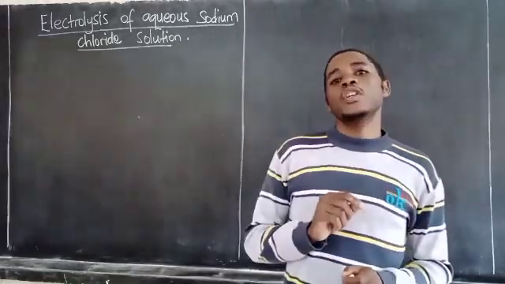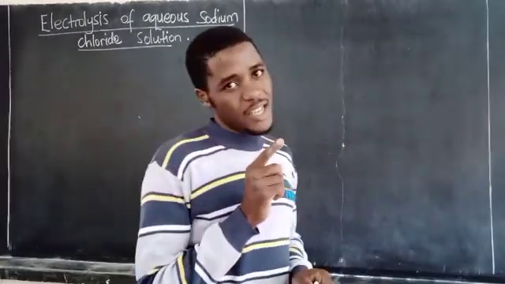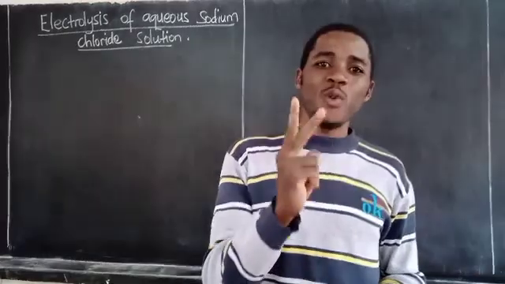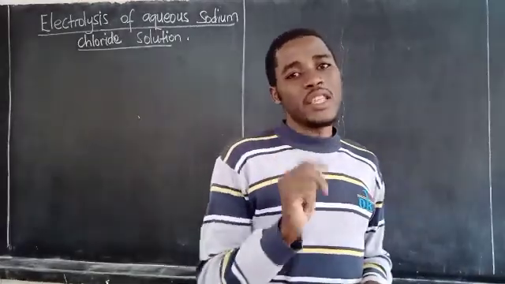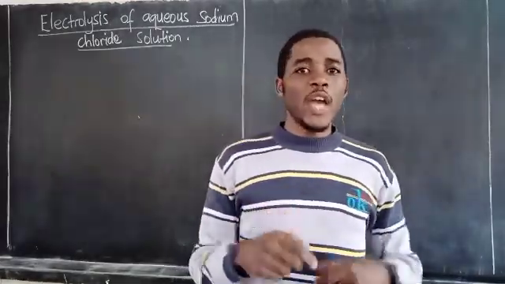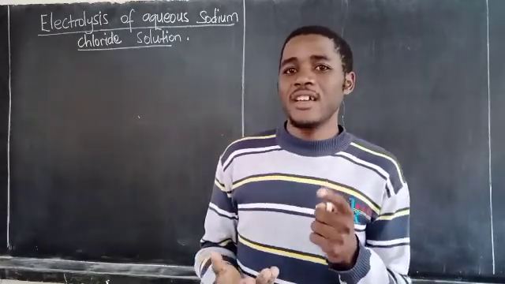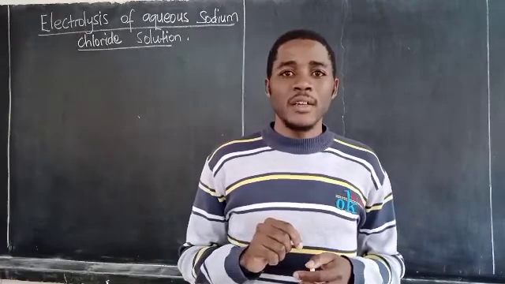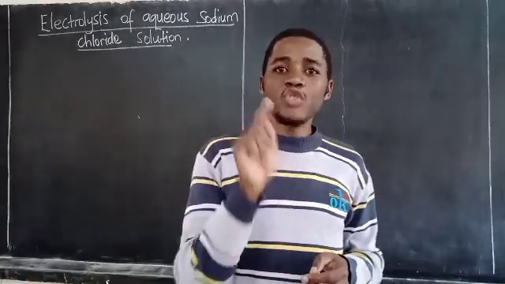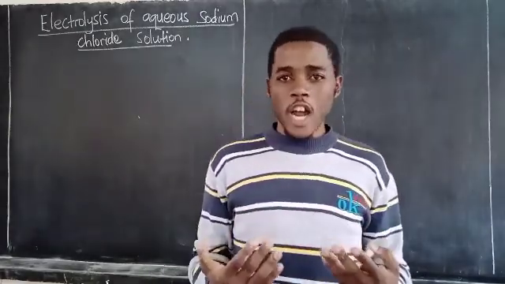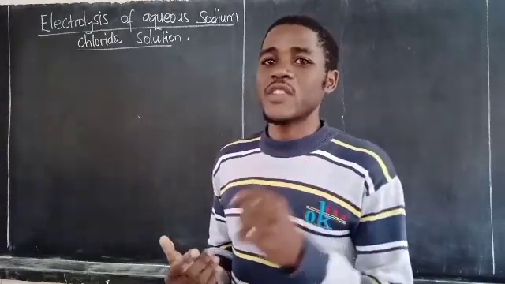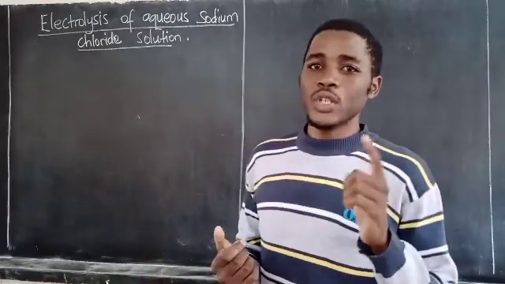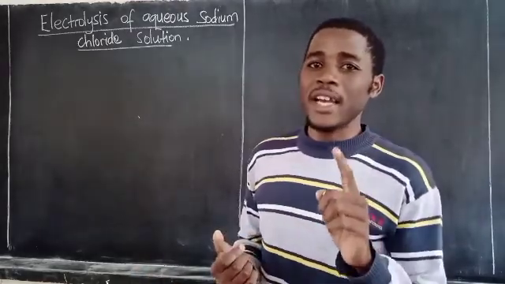In the previous lesson, we studied that there are two types of substances that can conduct electricity. We have one that we call a conductor, and another called an electrolyte. The conductor conducts electricity because it contains free and mobile electrons. But an electrolyte conducts electricity because it contains free and mobile ions.